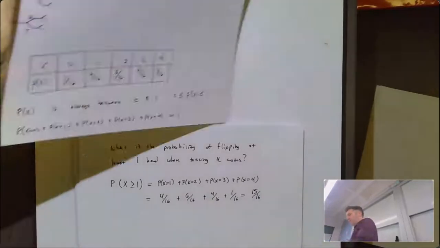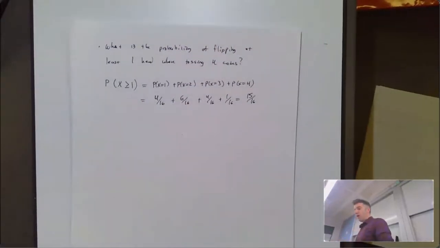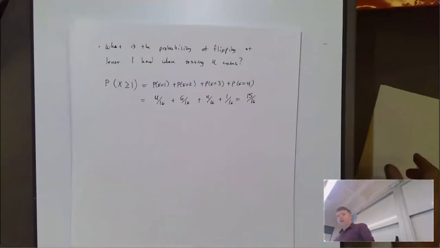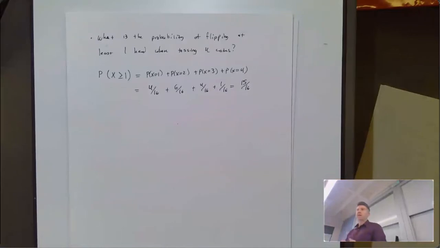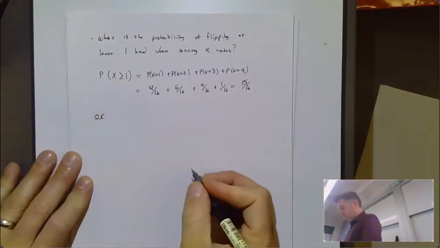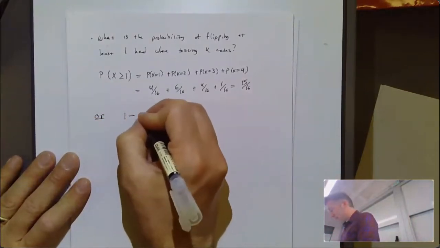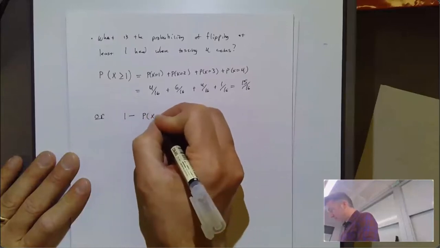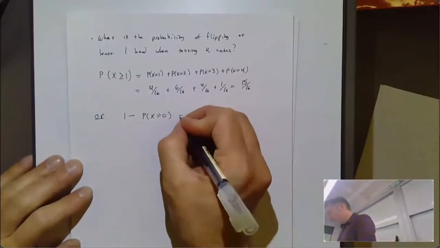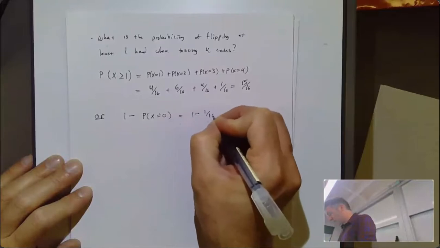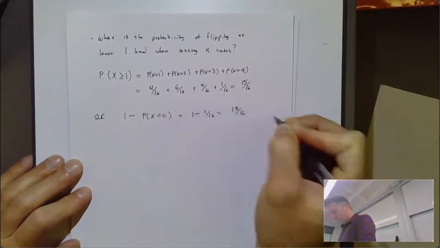Now, I've certainly done this question the longer way. A shorter way would have said, well, the probability of flipping at least one head is 100% minus the probability of flipping no heads. So it's going to be 1 minus the probability of flipping exactly 0 heads. That's the only thing that can happen that isn't flipping at least one head. And that's going to be 1 minus 1/16, which is also 15/16.